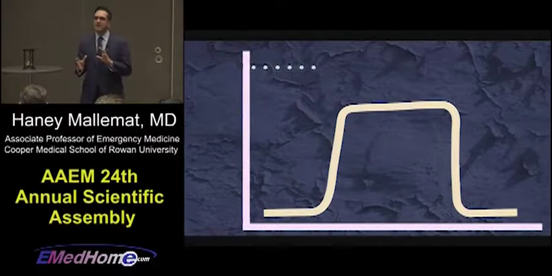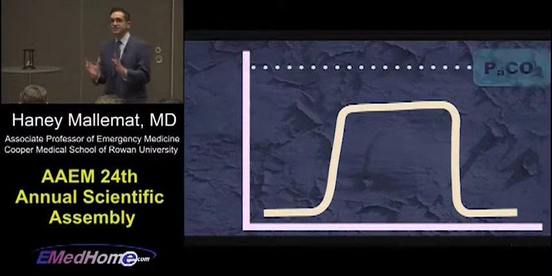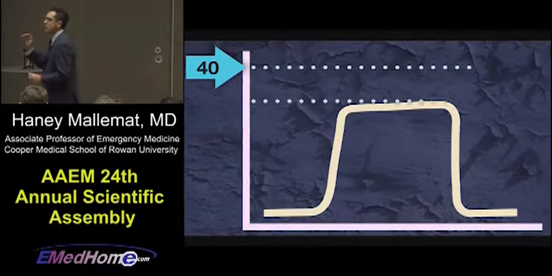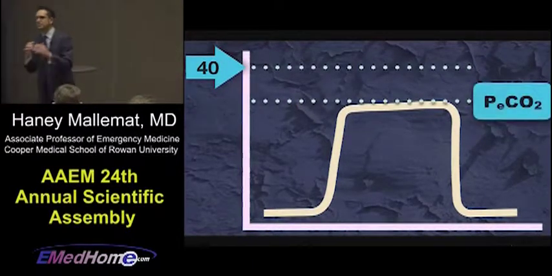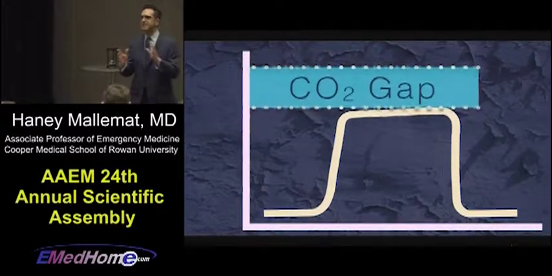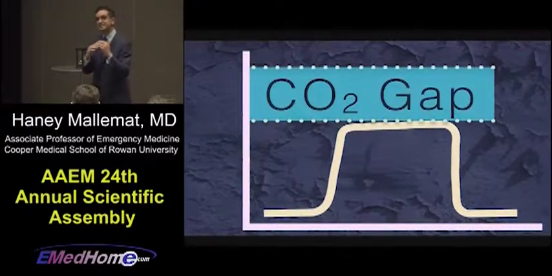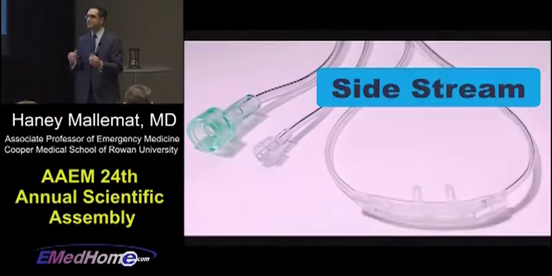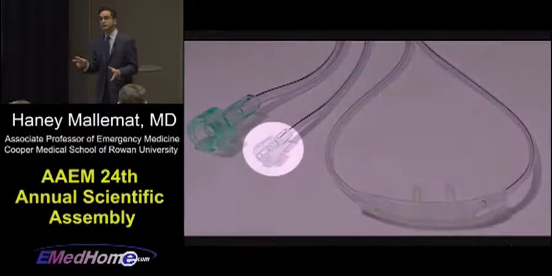Now let's compare how end-tidal CO2 compares to venous blood and arterial blood. End-tidal CO2 is always less than those two values because there's always an intrinsic CO2 gap that exists in normal healthy patients. This is about 3 to 5. And as you have more disease, this gap can increase, and this will help you make interpretations of your patients. There's two ways you can do end-tidal.